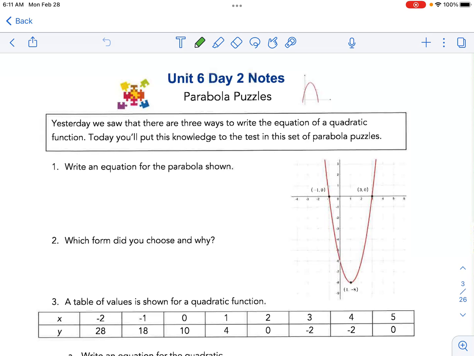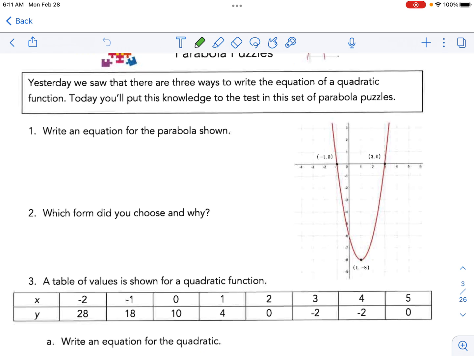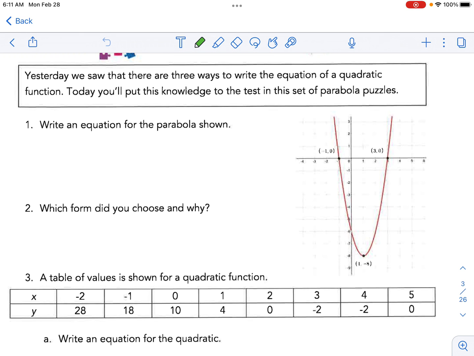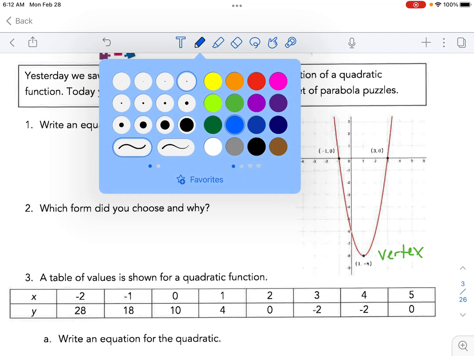All right, these are the day 2 notes, and we're on kind of day 2 of graphing applications. So let's practice writing an equation for the parabola here. It looks like we have a vertex down here, and we also have some intercepts. So we could do either one.